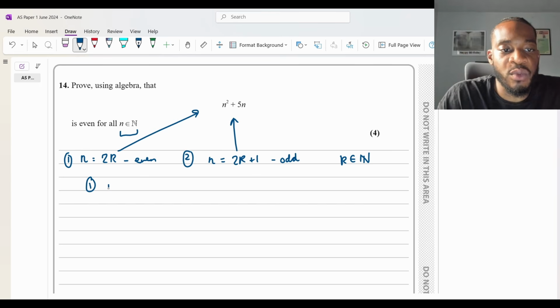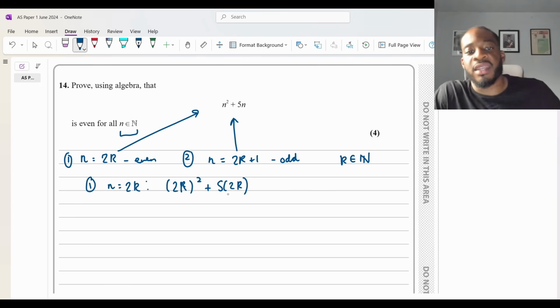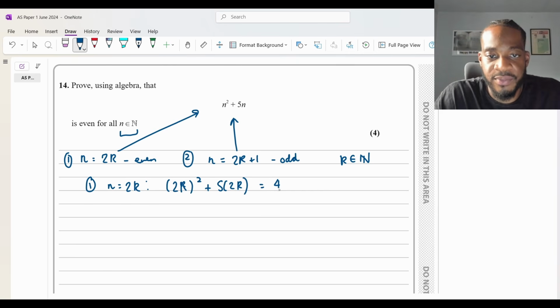So case number 1, n equals 2k. If I plug that into that expression, it's going to be 2k all squared plus 5 lots of 2k. And now let's expand that. What do we get? We're going to have 4k squared. 5 times 2 is 10. This is 10k. Now, how do we show that this is even?